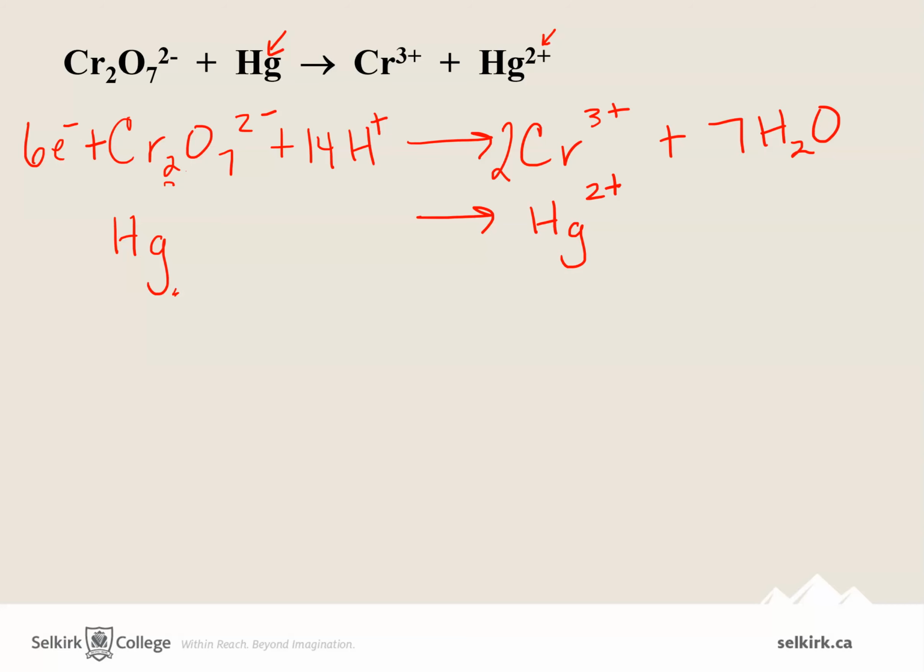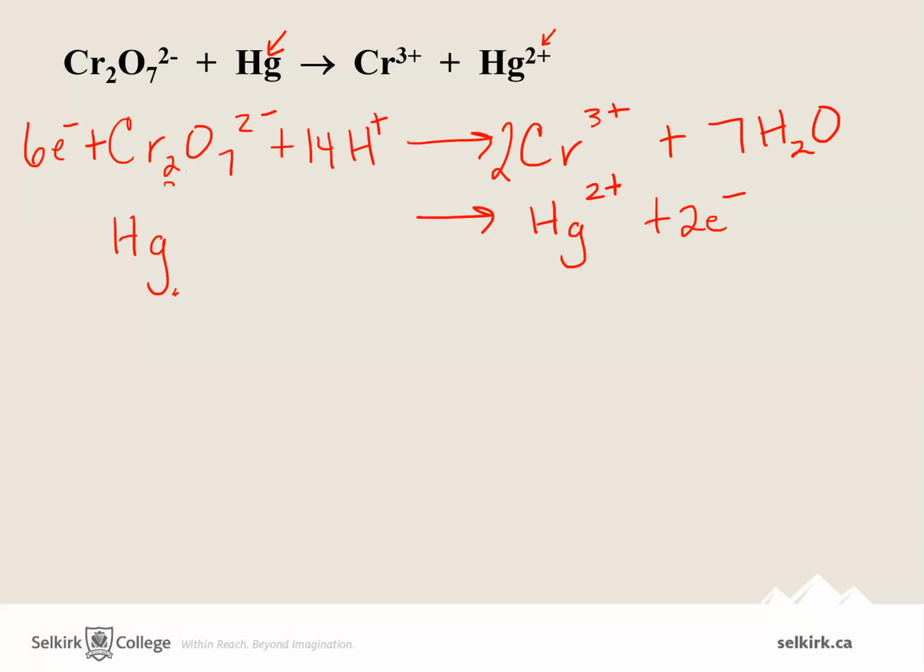Now for the mercury half reaction. On the left-hand side, the total charge is 0. On the right-hand side, it's 2 plus, so the difference between 0 and 2 plus is 2 electrons. Which side do they go on? I think they go on the right-hand side, and let's double check. Now, total charge on the left-hand side is 0. Total charge on the right-hand side is 0. Equal charge on both sides, the charge is balanced.